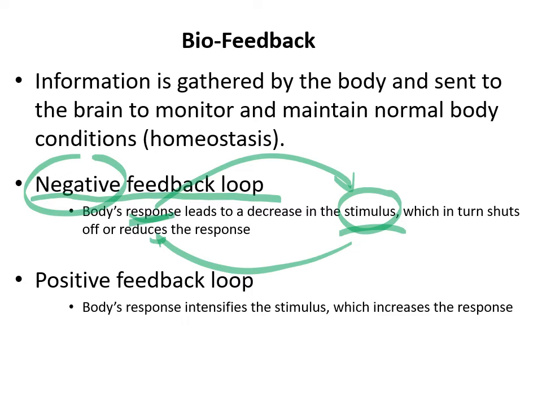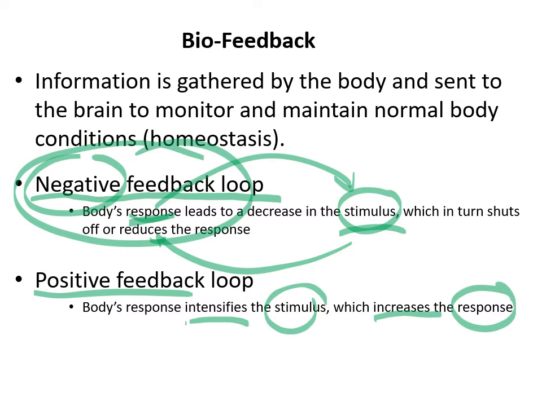The opposite of that would be a positive feedback loop. This is where the body's response intensifies the stimulus, which then increases the response. So you can see that this would not maintain homeostasis. This would cause something to come about, something to happen. This would be a positive feedback loop. So to maintain homeostasis, we need negative feedback loops, though there are also examples of positive feedback loops.